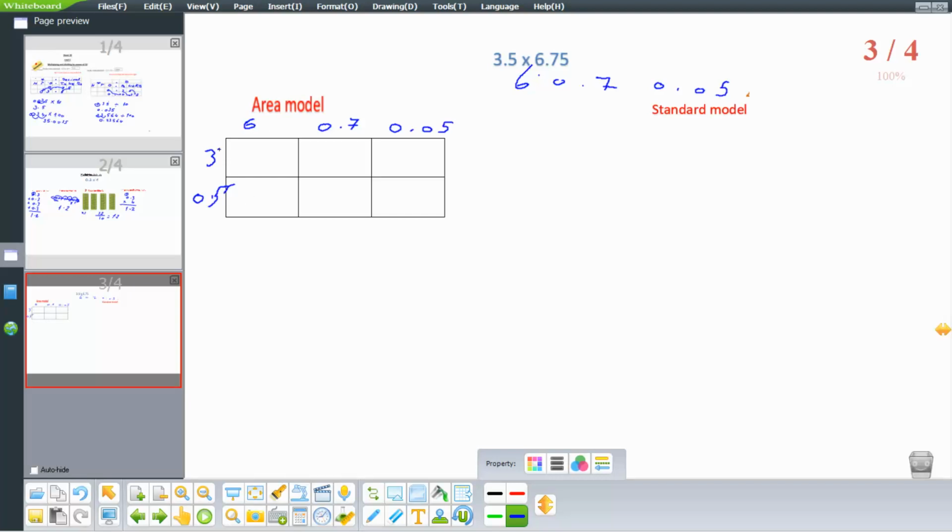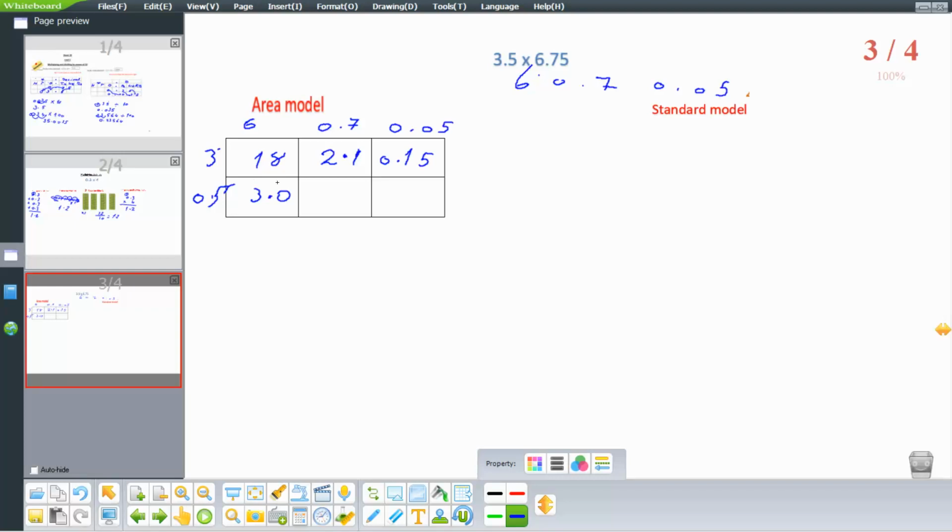Let's multiply. 3 times 6 equal 18. 0.7 times 3. 7 times 3 equal 21. And we have one decimal place, so we are going to put it after one decimal place. 0.05 times 3. 5 times 3 equal 15. And we have two decimal places, so let's count 1, 2, and put the decimal point. Okay, 0.5 times 6. 6 times 5 equals 30. And we have one decimal place, so we are going to put the decimal point.